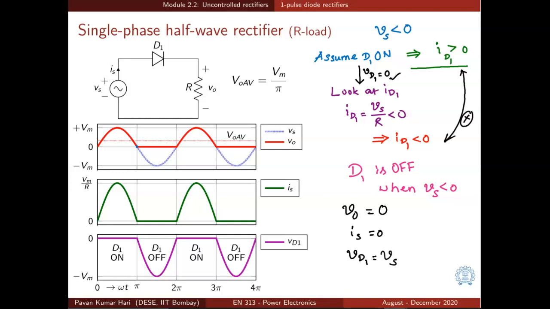Since we are interested in the DC value of the output voltage, we need to find its average value. The average value of output voltage, the red color waveform shown here, which is denoted by VO average and also shown by a dotted red line here, is equal to Vm by pi. And how do you get this? It is simply 1 by 2 pi integral 0 to pi Vm sin omega t.